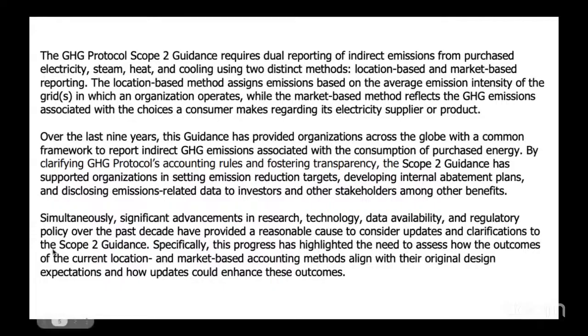Specifically, this progress has highlighted the need to assess how the outcomes of the current location and market-based accounting methods align with the original design expectations and how updates could enhance these outcomes.